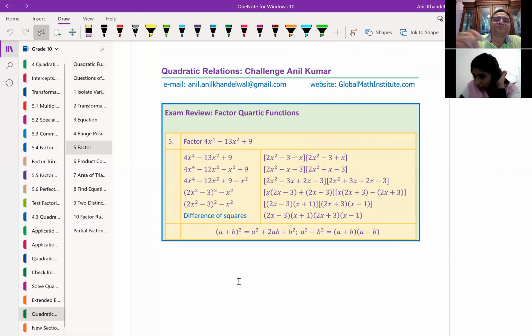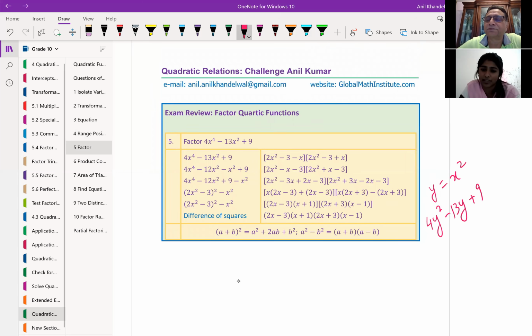I do remember you doing this once. Since the lowest exponent is x squared, I would make another variable y equal to x squared. That means y squared equals x to the power of 4, and then I'll just sub it into the equation. So 4y squared minus 13y plus 9. But then I don't know where to go from there. I know it's simple, but how would you do that?